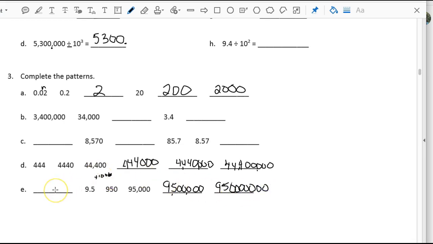But look at right here. This one is the other direction. This one's not going to gain from this. It's going to lose. And we were looking at 2 place values. So the 9 is going to go from the ones place to the tenths, and then to the hundredths place. So 9 is now in the hundredths place, which means there's nothing in the tenths place.